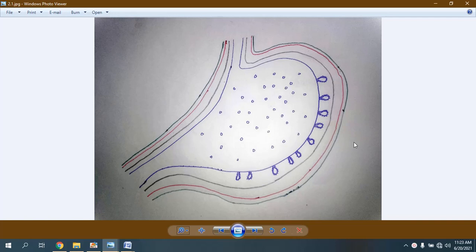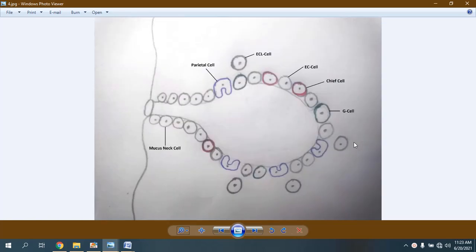Going toward the detail of the gastric gland, this is a typical gastric gland. This is the gastric pit. This shows the gastric pit which leads into the gastric gland. This structure represents the gastric gland. The gastric gland consists of a large number of cells, secretory cells and endocrine cells. So this is the neck of the gastric gland.